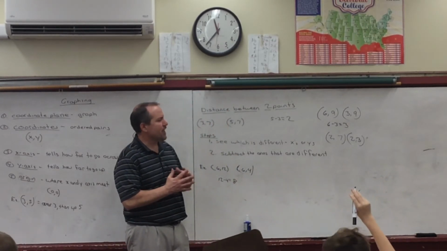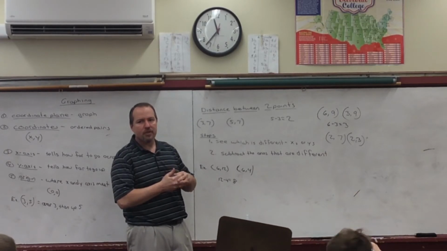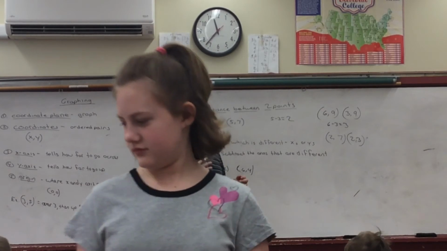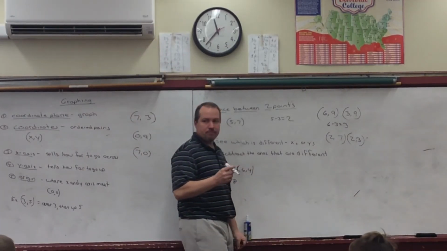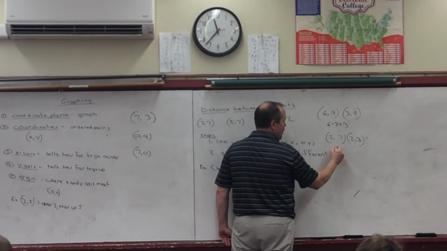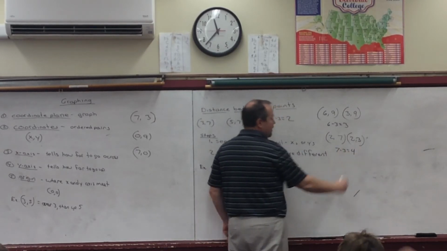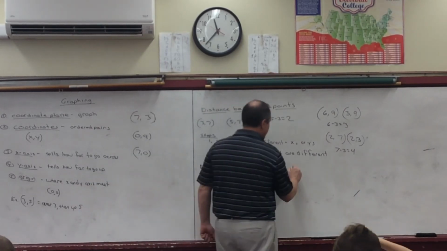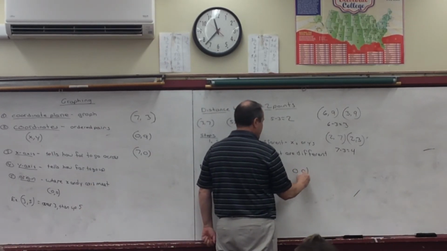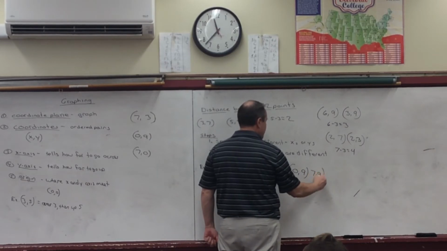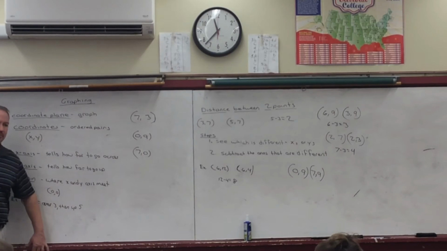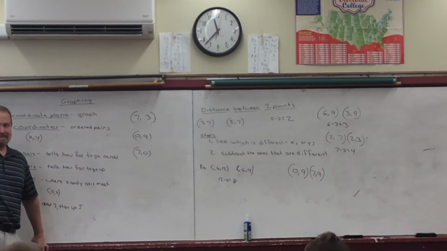So Colton, which is different, the X's or the Y's? So what do we do? Subtract what? 7 and 3. So I want to see, Colton, this: 7 minus 3 is equal to 4. Okay? If I have this, what's the difference between those 2 points? Let me see how you got it.